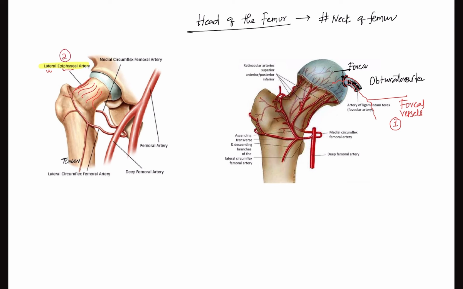Now what is the blood supply to the head of the femur? One is the foveal vessels and the other is the lateral epiphyseal artery, which is a branch of the retinacular arteries, and these retinacular arteries are coming from the medial circumflex femoral artery, right? If you remember this much, it's well and good.